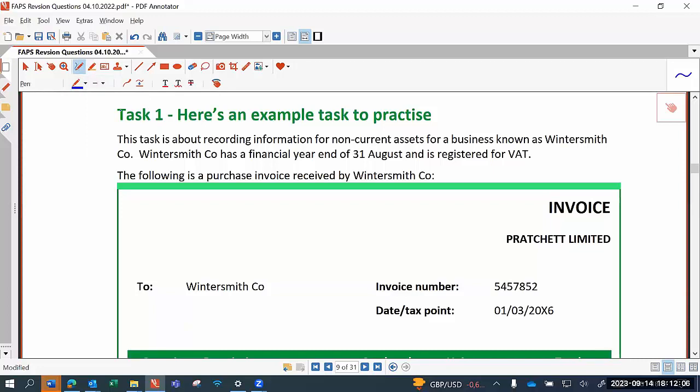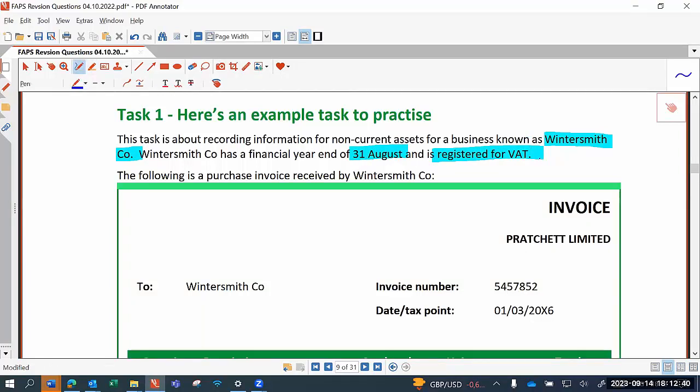Our plan for this evening is to get on with the task together. So we're going to do that with task number 1 here. And this is an example of what task 1 might look like in your assessment. So let's see how we go. It says this task is about recording information for non-current assets for a business called Wintersmith Co. So that's the company that we are dealing with. Wintersmith Co. has a financial year end of 31st of August and is registered for VAT.